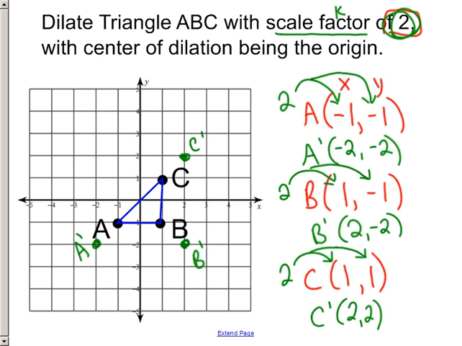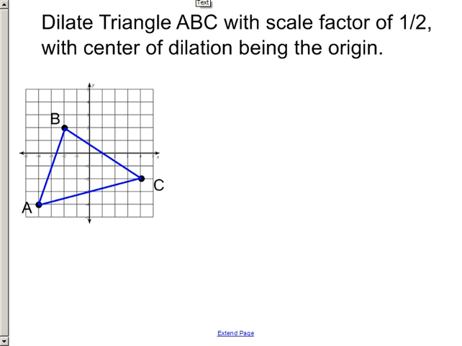After you're done with that, all you have to do is go and connect the points of your new dilated shape. So that's what dilations are basically. They're either going to take the shape and make the exact same shape smaller or bigger. And anytime that scale factor is bigger than 1, it makes the shape bigger. If the scale factor is less than 1, it's going to make it smaller. So let's take a look at one of the dilations where it would make it smaller.